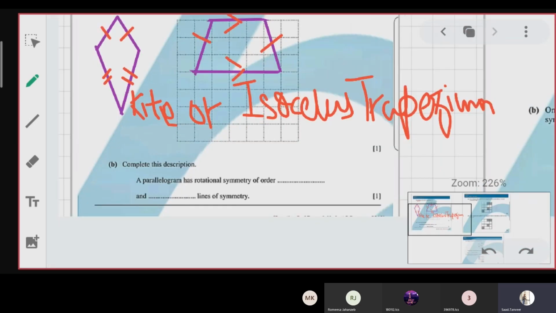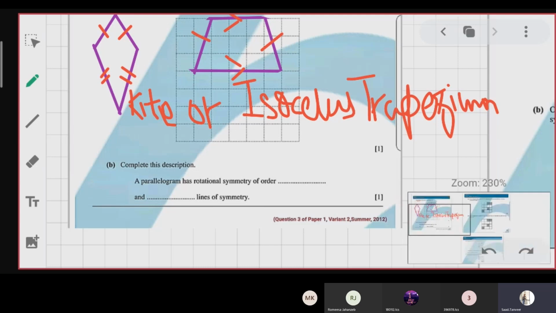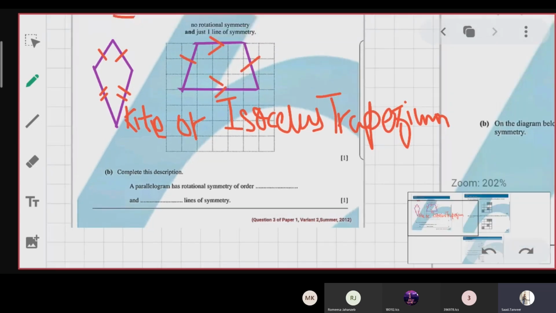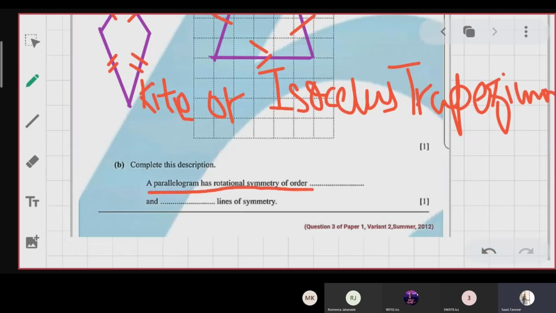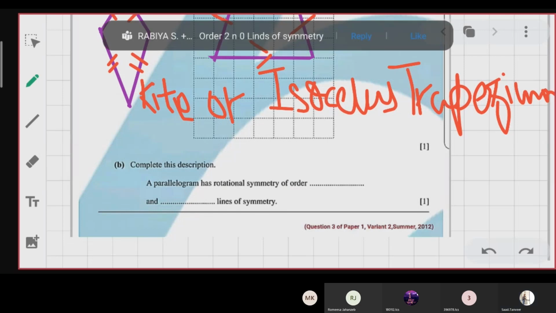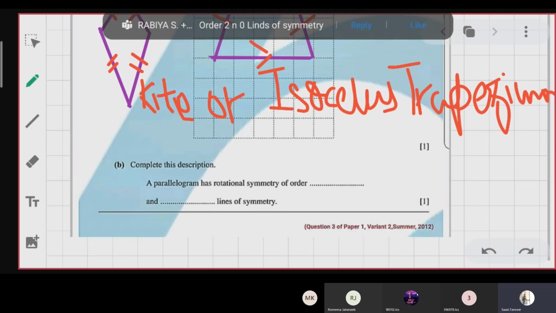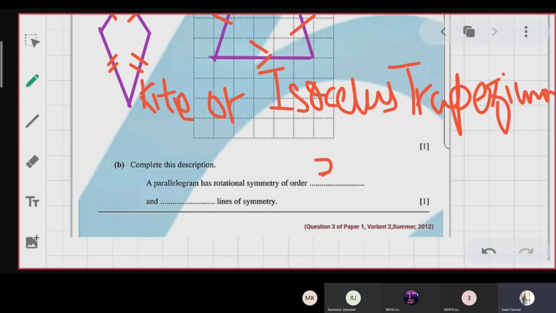Now discuss part number B. In part B, they are giving you the condition: a parallelogram has a rotational symmetry of dash order and dash line of symmetry. हाँ भाई, anyone? What's the order of rotational symmetry of a parallelogram? ये तो सिंपल ब्लैंक है ना, जैसे हम नॉर्मली करते हैं. A parallelogram has rotational symmetry of order 2 and zero line of symmetry.